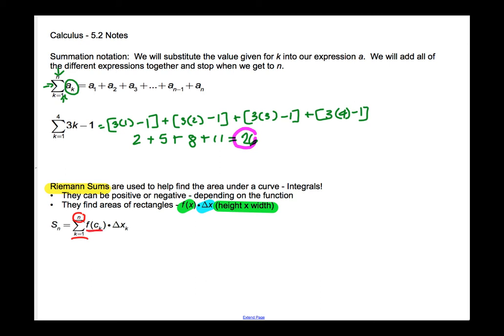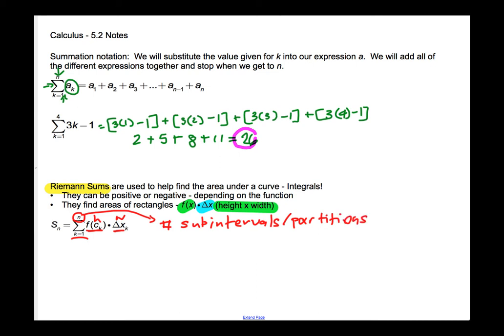And that's all this is right here. This is my width right here, and this is my height right here. That's all the notation stands for, and that's how a Riemann sum works. When we're talking about a Riemann sum, that n value on the top, this guy up here, is going to be the number of subintervals, or the book also calls them partitions.